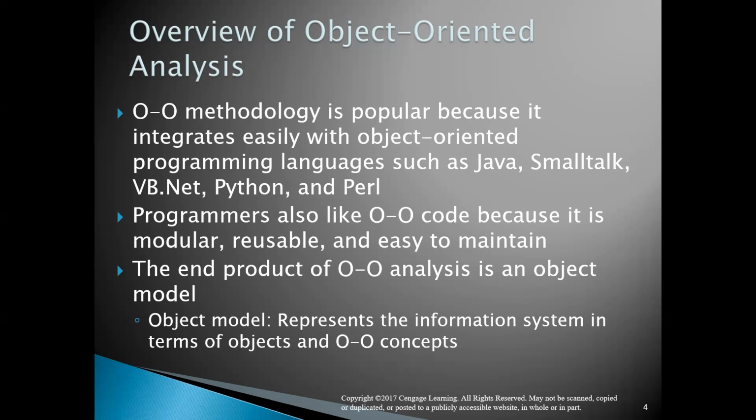An object model represents the information system in terms of objects and object-oriented concepts. Some of the advantages of using object-oriented methodology include modularity for easier troubleshooting. When working with object-oriented programming languages, you know exactly where to look when something goes wrong. Moreover, it allows the reuse of code through the use of inheritance. Thirdly, there's flexibility through polymorphism. And finally, there are effective problem-solving methods that could be utilized.